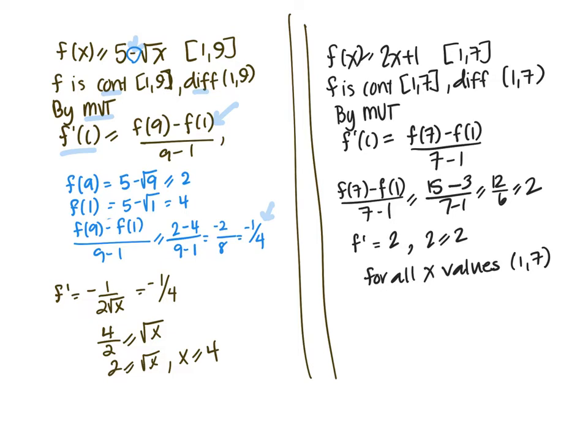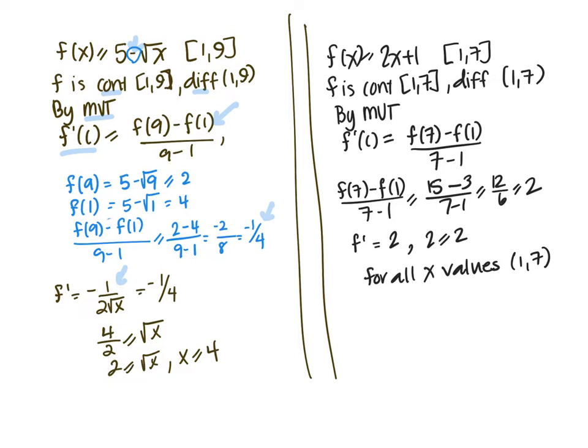And I found the derivative, and the derivative of 5 minus square root of x is negative 1 over 2 square root of x, and that has to equal negative 1/4. And again, by cross multiplying, I solve for x equals 4.